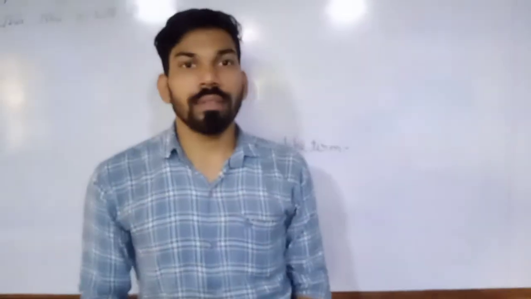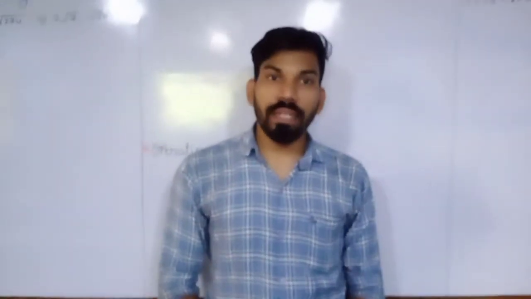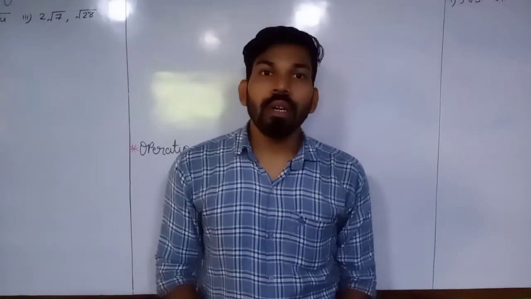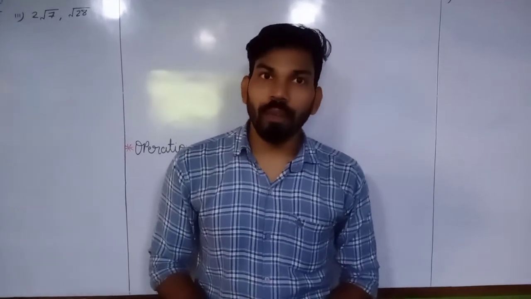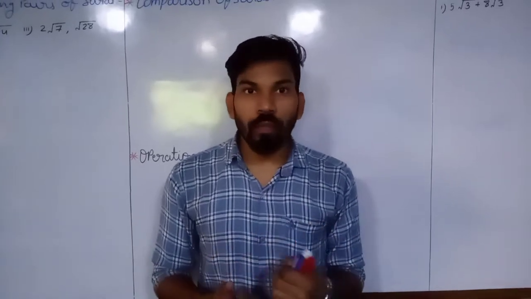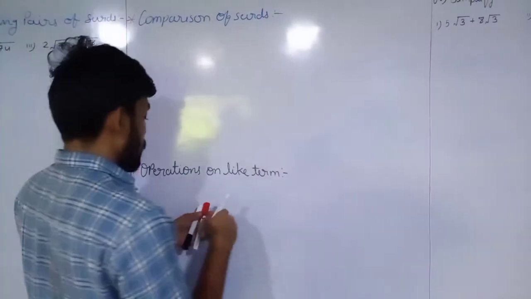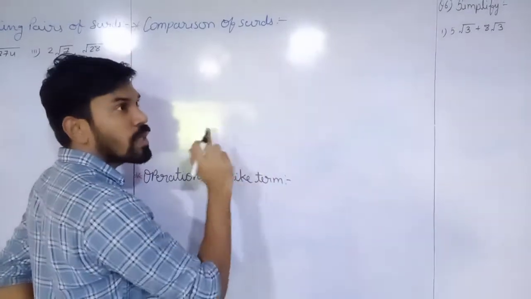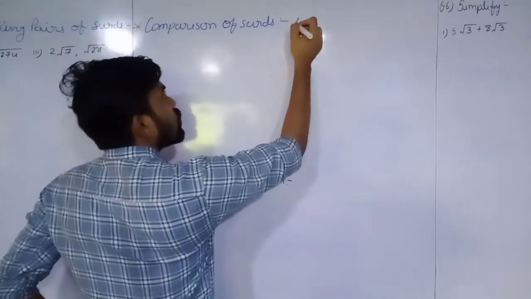Good morning, students. We already started practice set number 2.3 and we did the sums up to question number 4. Today we are going to start question number 5, which depends on a new concept, the comparison of surds. Let's see what the comparison of surds is and how we are going to compare two surds.